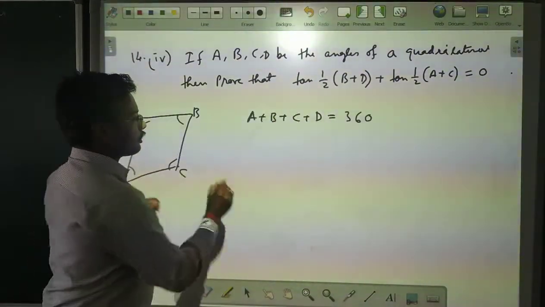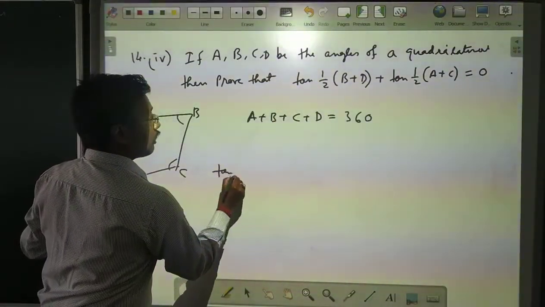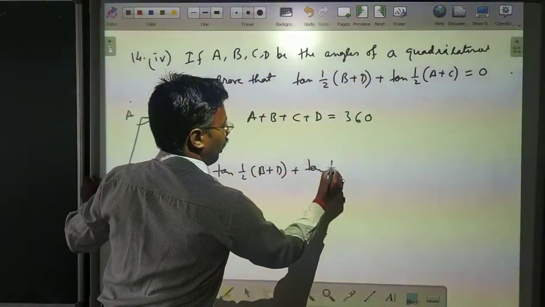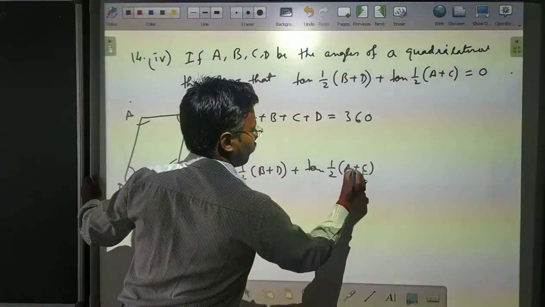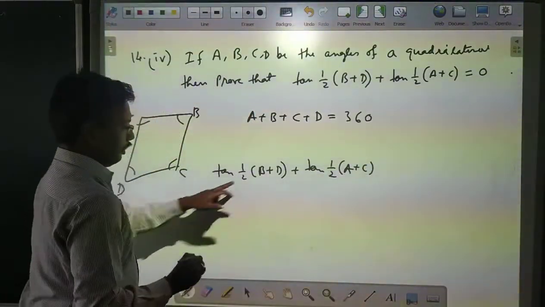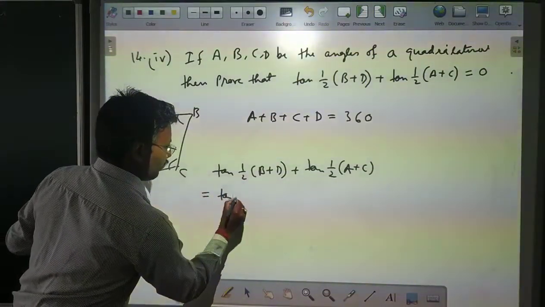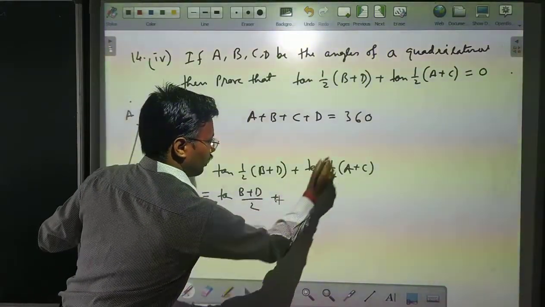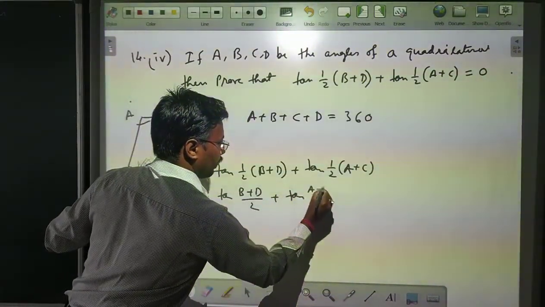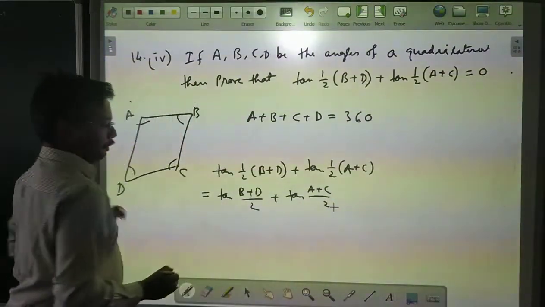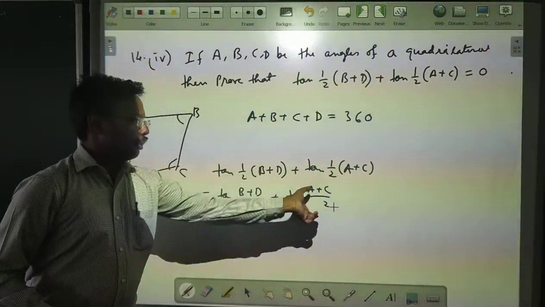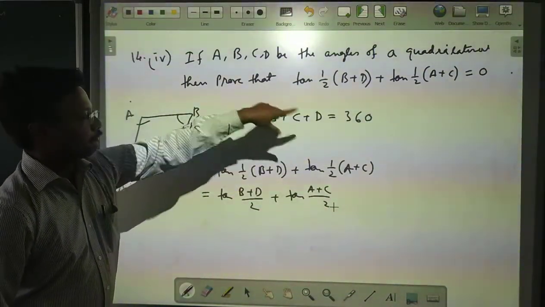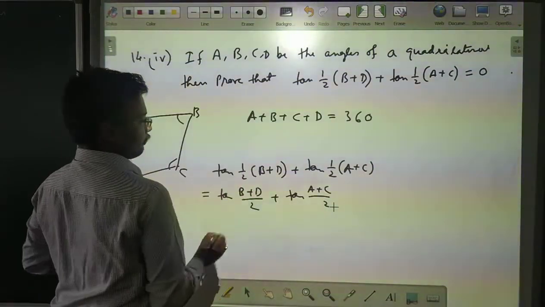Now to prove this, that means tan half of (B plus D) plus tan half of (A plus C), we can write it as tan (B plus D) by 2, it will be easier, plus tan (A plus C) by 2. It means either you need to find (B plus D) by 2 or (A plus C) by 2. So easily we can get it from here. Okay, now how to find this?